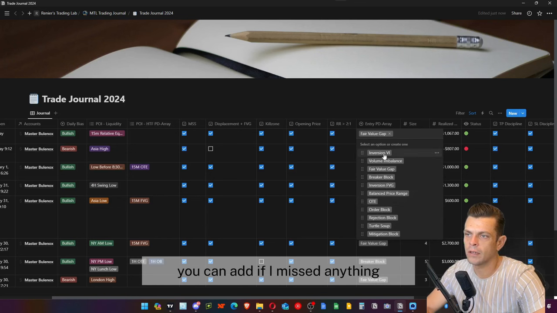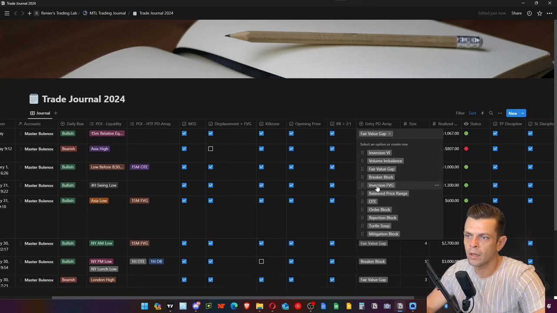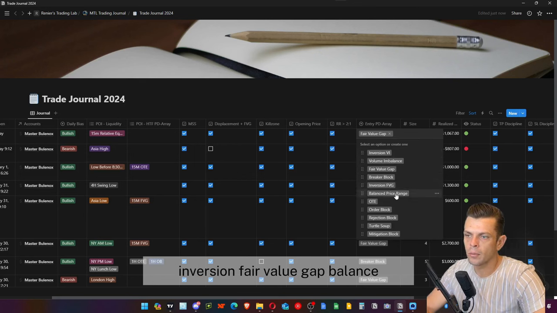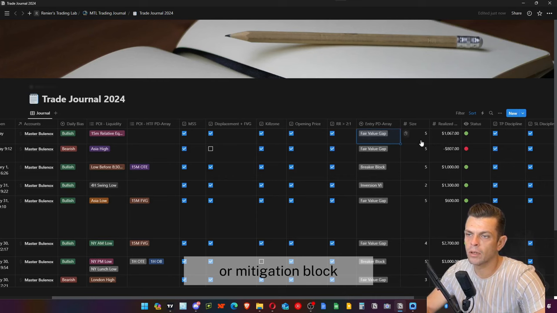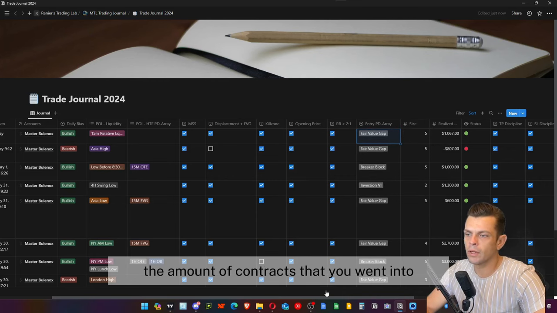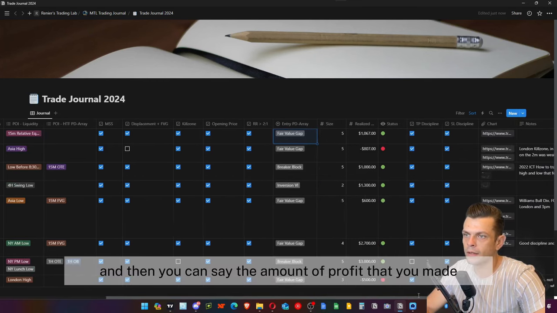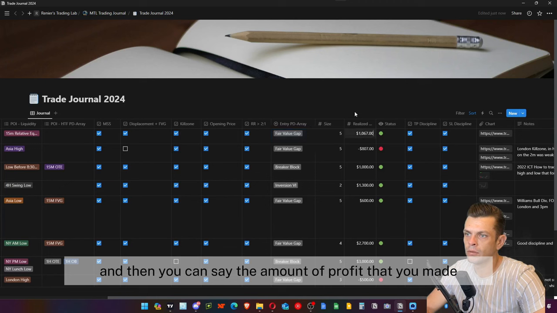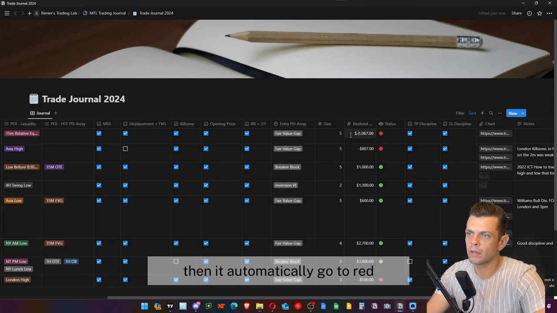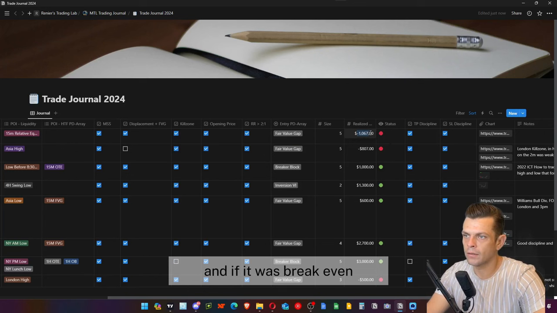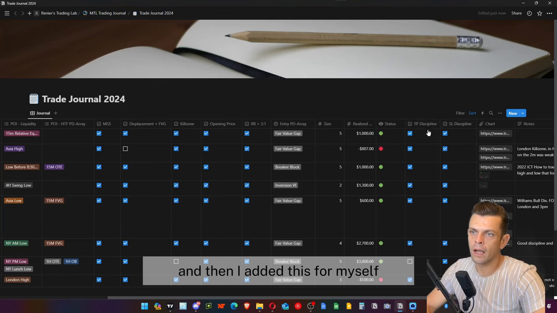If I missed anything. So I have volume imbalances, fair value gap, breaker block, inversion fair value gap, balanced price range, OTE, order block, rejection block, turtle soup or mitigation block, the amount of contracts that you went into, and then you can say the amount of profit that you made. So if you made a loss, then it will automatically go to red, and if it was break even, it will go to yellow.